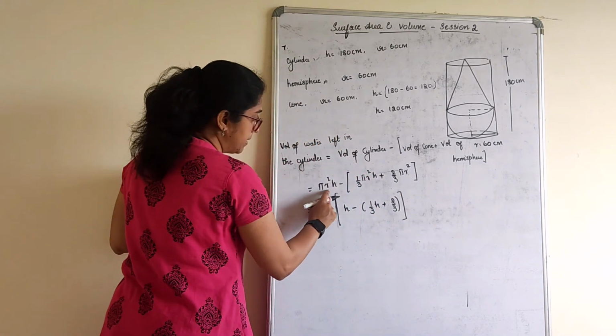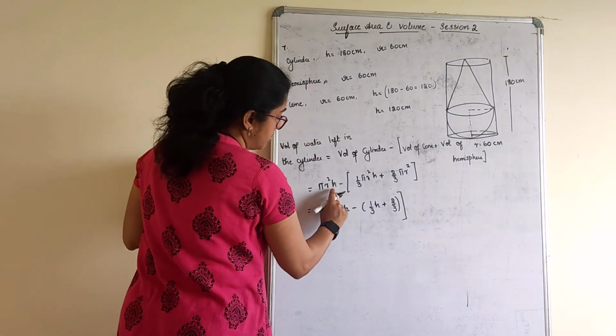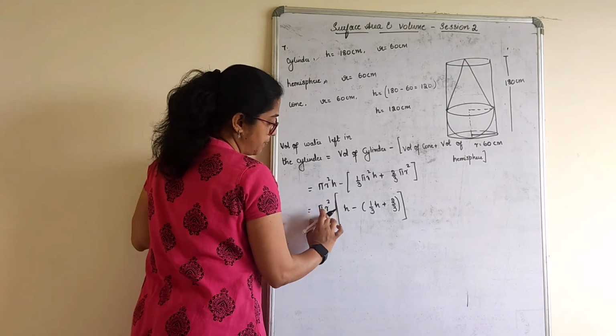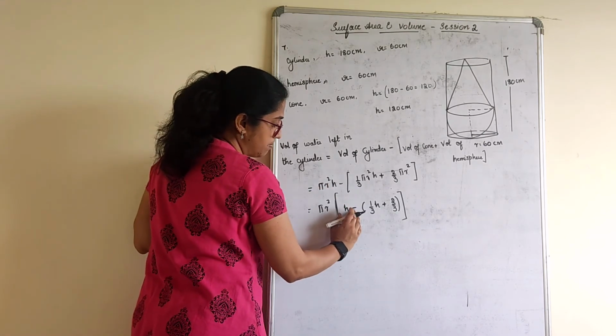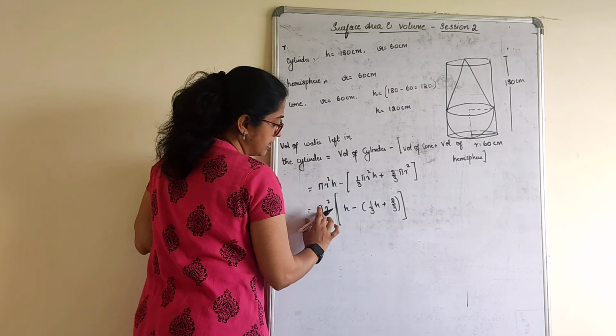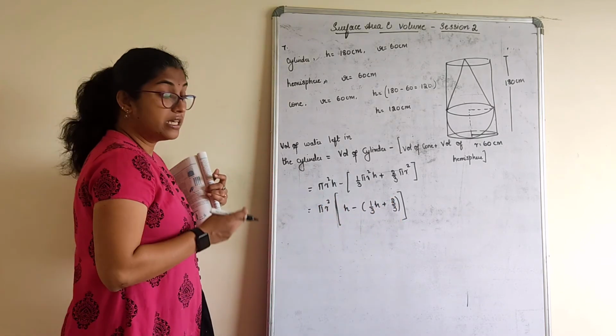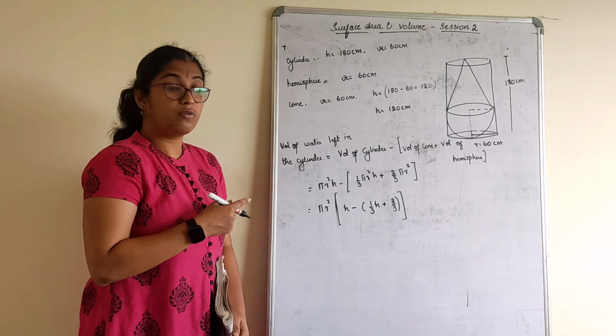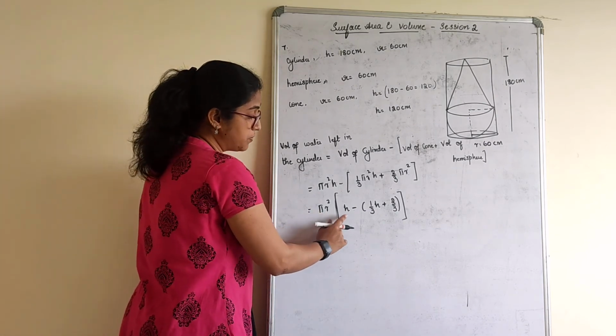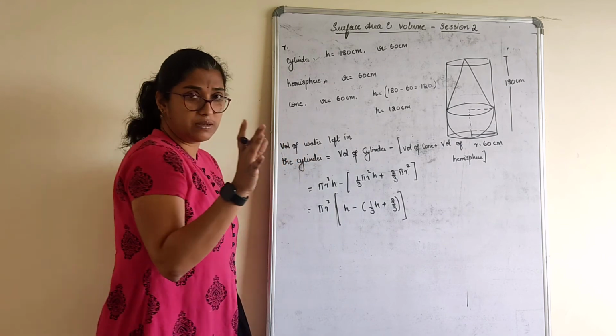See here, pi r square h is there. I have just taken pi r square common. Into this is pi r square h minus, as it is 1 by 3 pi r square h, same thing, 2 by 3 pi r square. Isn't the calculation here very simple, where only once you substitute and the remaining values you have to substitute, right?